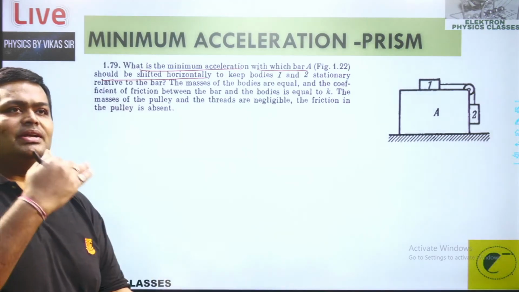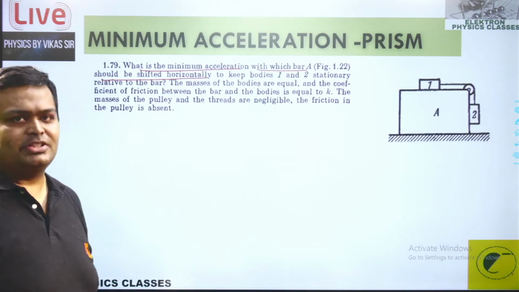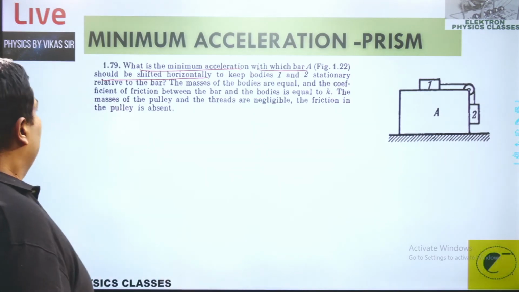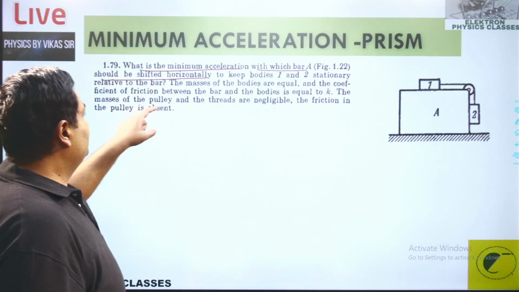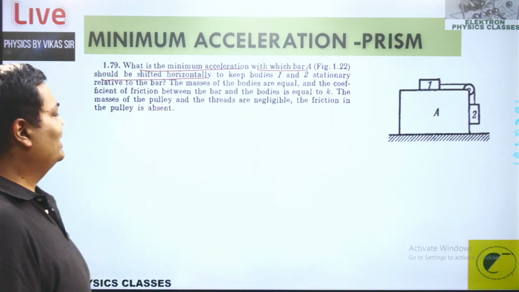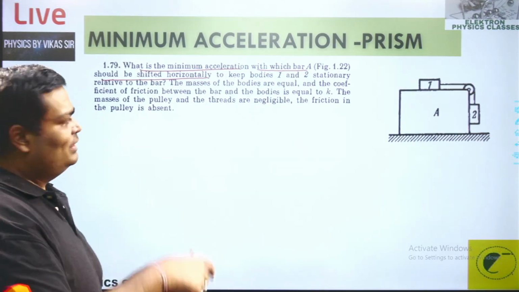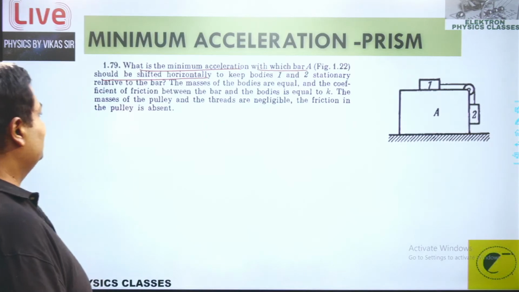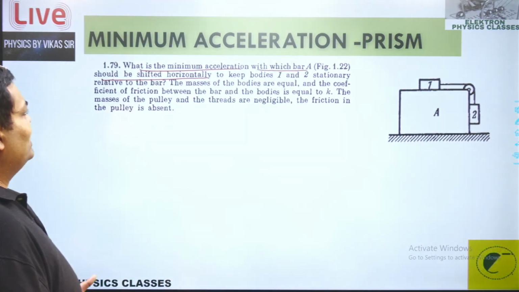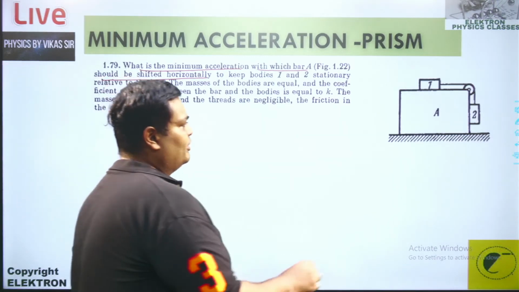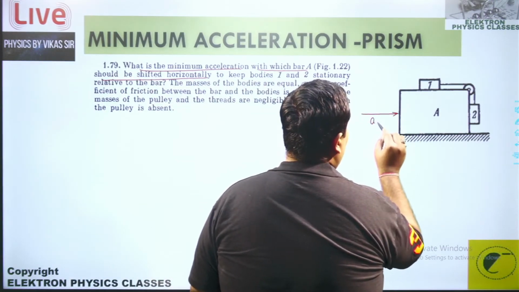Overall, the idea is the same. They are stationary relative to the frame. That's the idea which we have picked up in today's lecture. The masses of the bodies are equal and friction between the bar and the bodies is equal to K. The masses of the pulleys are negligible. They are ideal pulleys and thread. The friction in the pulley is also absent, so they behave ideally. So we need to find the minimum acceleration with which it should be shifted horizontally. So the minimum acceleration, A minimum, has to be calculated.